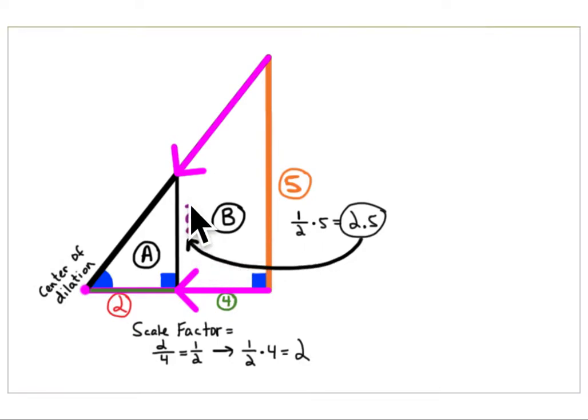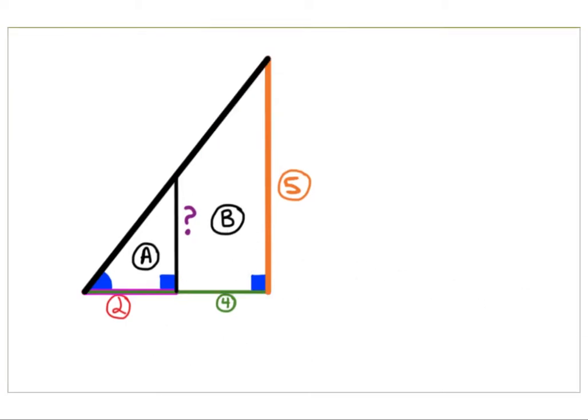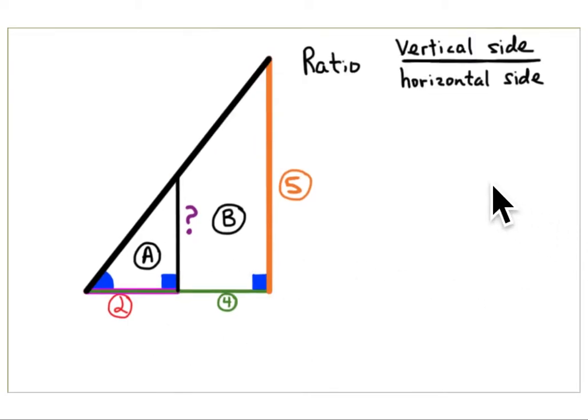1/2 of 5 tells you that that length is 2.5 units right here. So that's the method using the scale factor to figure out this length. So now we can do it another way. We can use the ratio of the vertical side to the horizontal side.